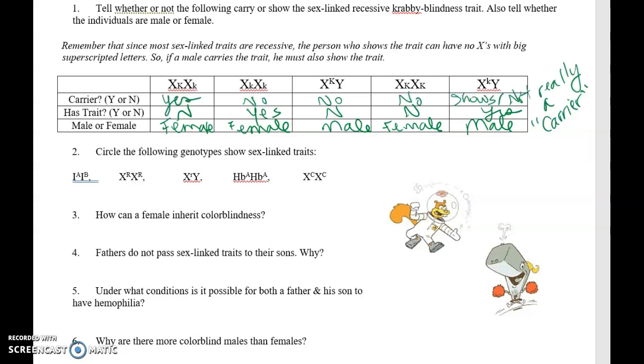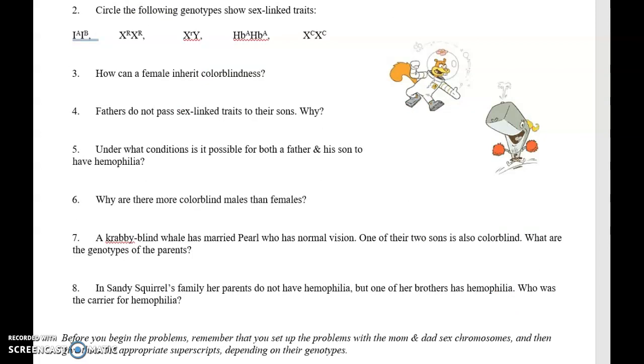Typically, the definition of a carrier is someone who can pass the trait on but doesn't themselves have it. So this last male here, he is X little c, Y. It's a male. He will show the trait because he's recessive, but he's not really a carrier in a sense. This is not a carrier, not a carrier, not a carrier. See that little recessive letter? She can pass that on to her daughter or to her son. Sex-linked traits are only carried on the sex chromosomes, like here, here, and here.